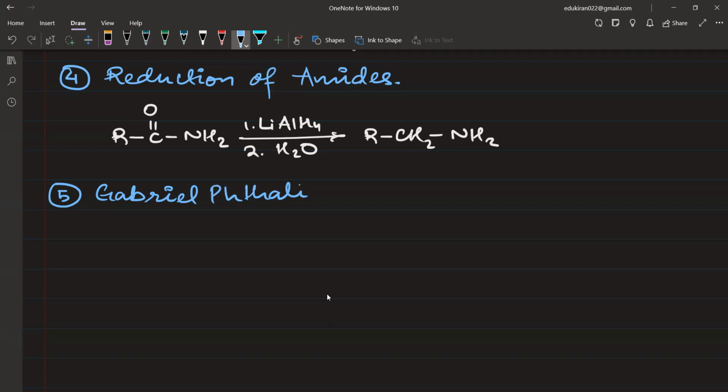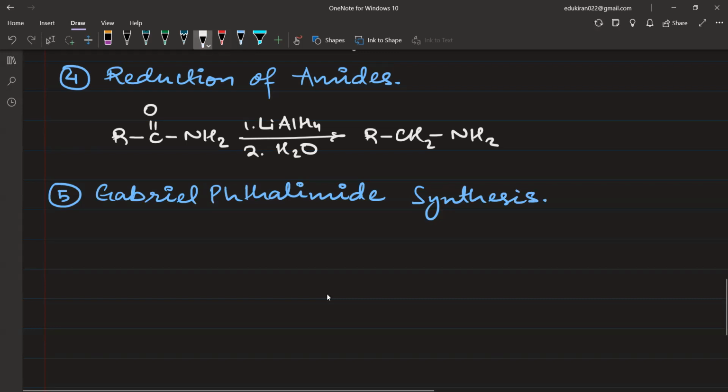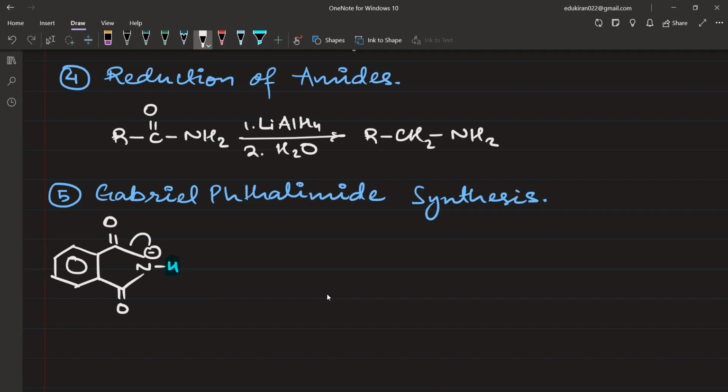Gabriel phthalimide synthesis. If you remember phthalimide from carboxylic acid, the chemical properties of carboxylic acid, you have benzene ring and another 5-membered ring of nitrogen with double bond O here, double bond O here, and a hydrogen here. Now this hydrogen here is quite acidic because if I remove the hydrogen from here, the negative charge of nitrogen will be in resonance with this oxygen also and this oxygen also. Further, it will be in resonance with the benzene ring. So it will be a very stable conjugate base, and hence we can react this with KOH.